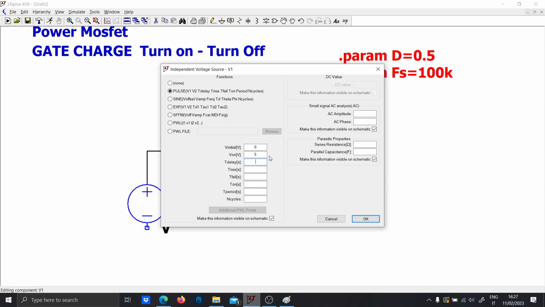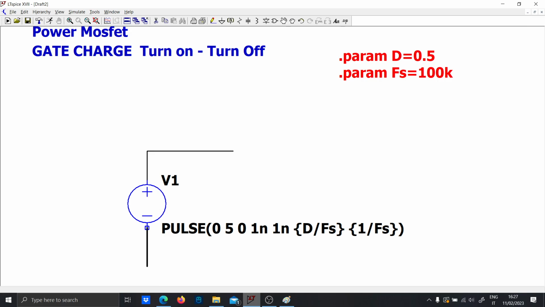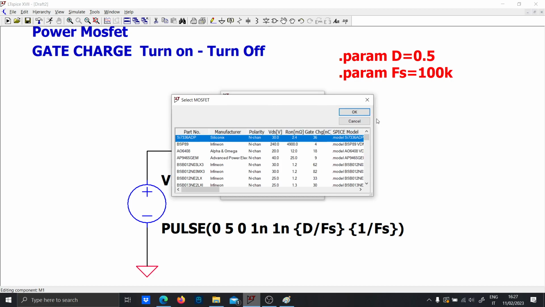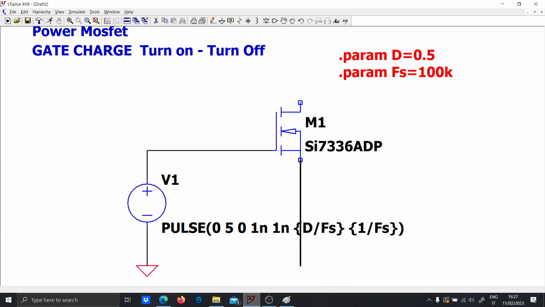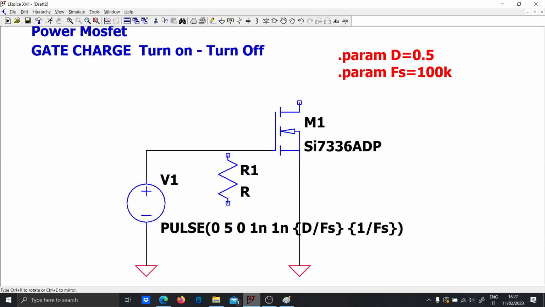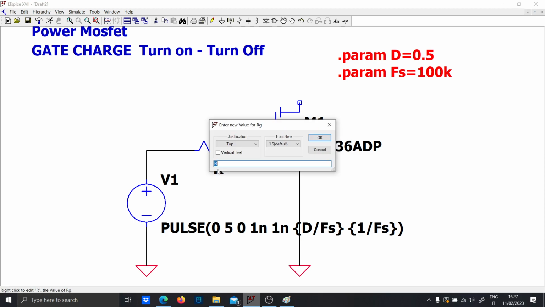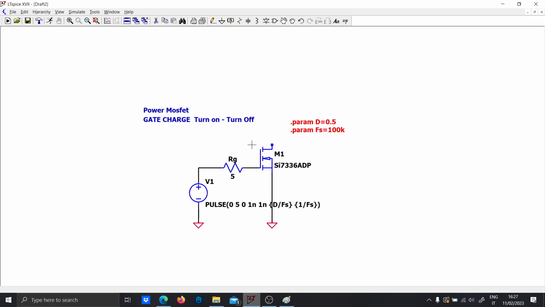The delay is 0, and the rise time is 1 nanosecond, both for the rise and the fall. T on is D over Fs. You already know the story, and the period is 1 over Fs. So you have your pulse. Now you choose a MOSFET, any kind of MOSFET that you want. Let's pick the first on the list, and let's pick a gate resistor RG of 5 ohms to start.